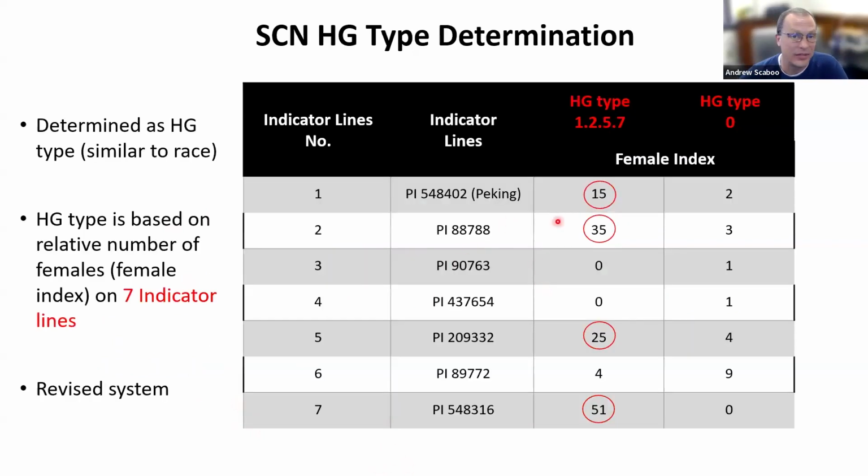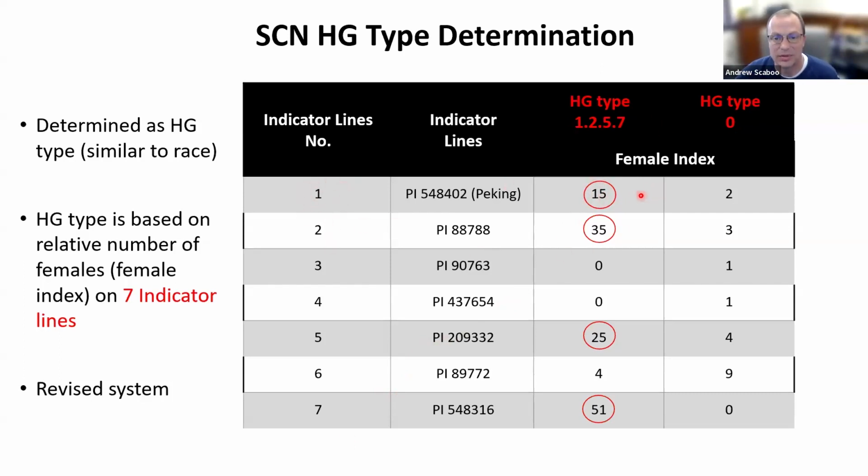And so Matt briefly mentioned HG type. I want to go through it just one more time because it's really important for this presentation. So we determine HG type through testing the soybean cyst nematode population with 7 indicator lines, meaning 7 different soybean germplasm accessions. And we label those 1 through 7. So if that population has a percentage of nematodes that can overcome that type of resistance by more than 10%, then we label that with a number associated with the indicator line.